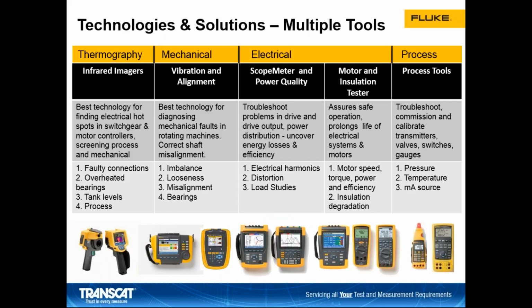Okay, and the last thing, again, there's a lot of information here. I just want to show you the way that we can break up some of the faults that we're looking for. We can break it up by thermography, mechanical, electrical, and process. And you can look down here using imagers, looking for electrical, mechanical, and process. Vibration is looking for mechanical faults with rotating machinery. Scopes and power quality are looking to troubleshoot drives and drive distribution. Motor testers and insulation testers are used for problems in motors, and then process tools are used to troubleshoot or calibrate transmitters, valves, and those kinds of devices.